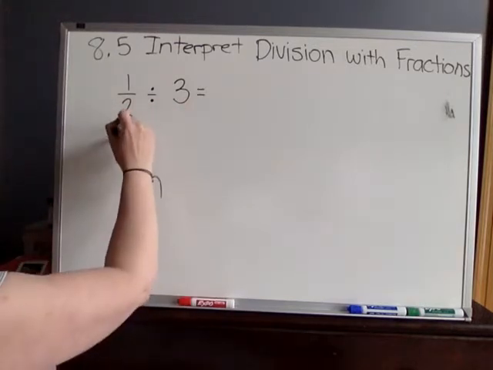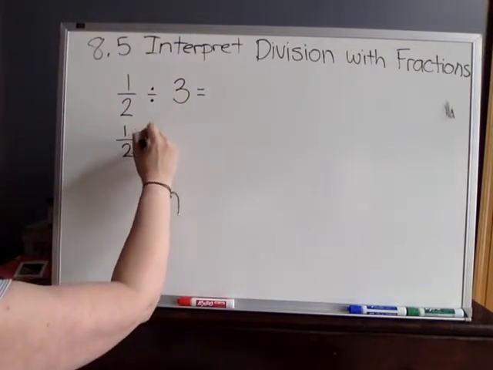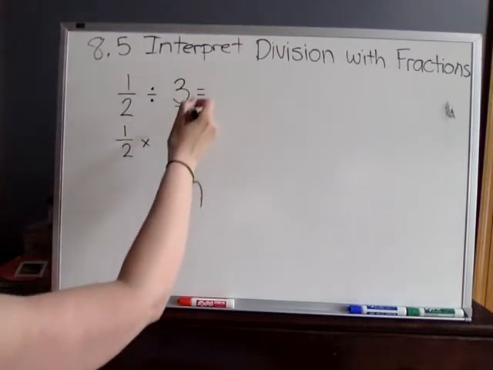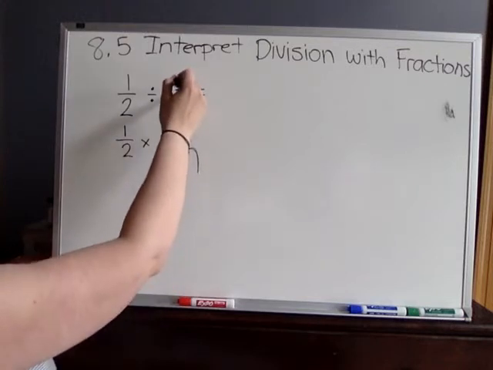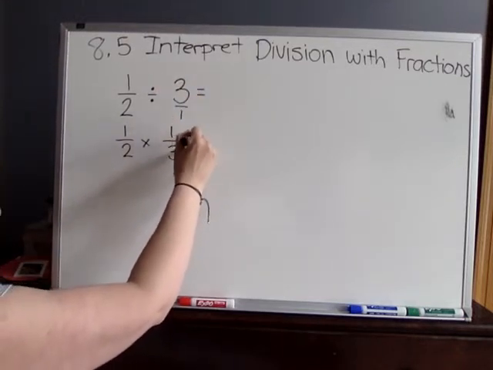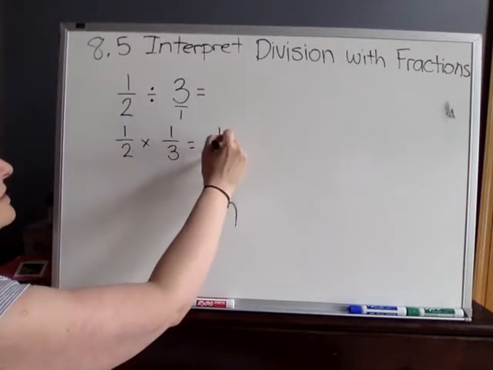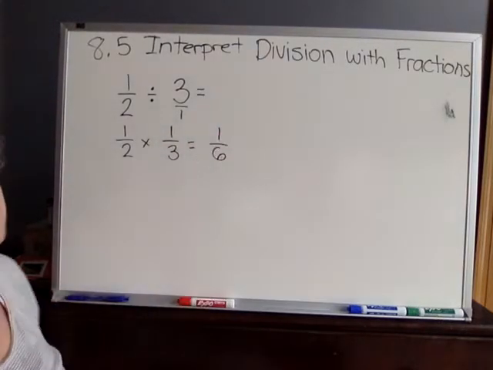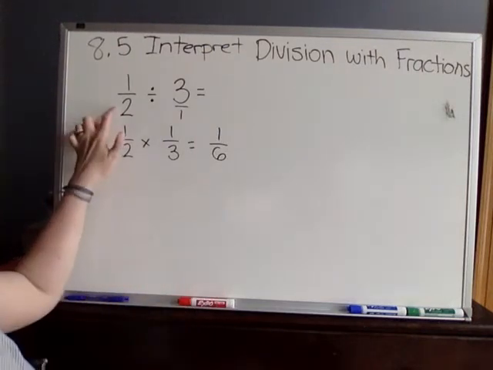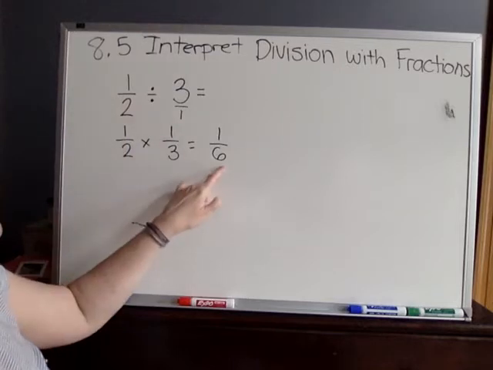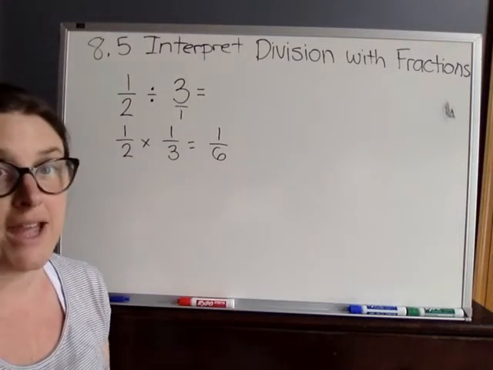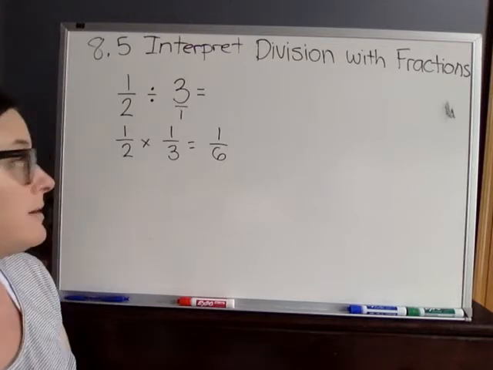So the first step is we want to make it a multiplication problem. We flip our second number. So the 3 flips around and we end up with 1/3. And then we just multiply straight across to get our answer, which is 1/6. You know you're right, or at least you know you're on the right path, because when you start with a fraction, your answer should also be a fraction. So that's a check to make sure that you have your number set up properly.